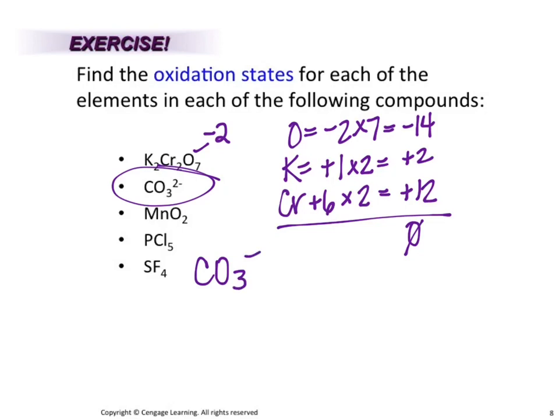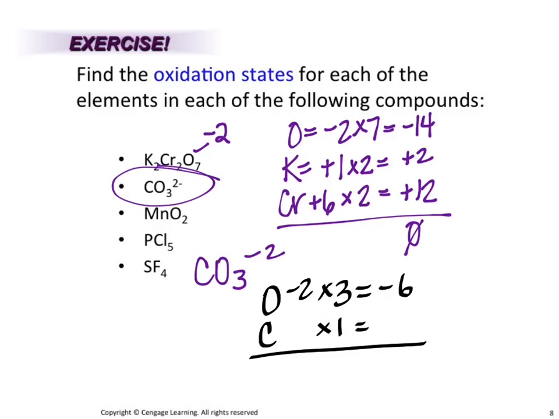CO3 with a -2 charge. So each oxygen has a -2 charge, and there are 3 of them for a total of -6. Carbon, there's only 1 of them, but whatever it equals, when I add them together, it has to be a -2. So that means carbon has to be what? A +4.